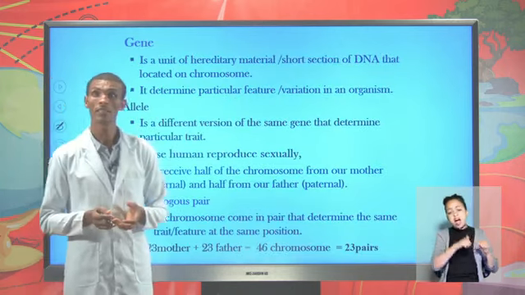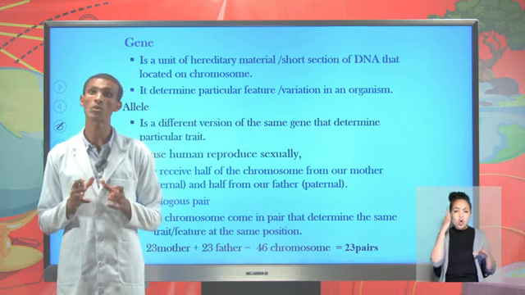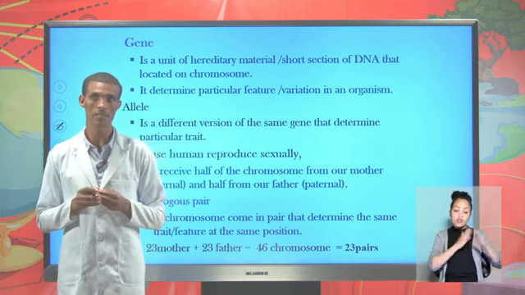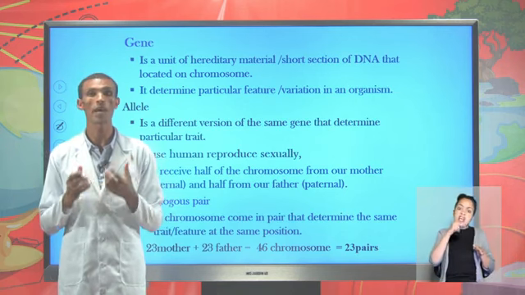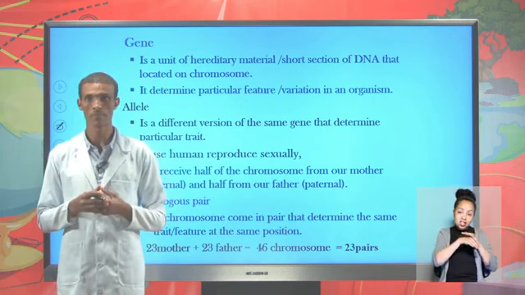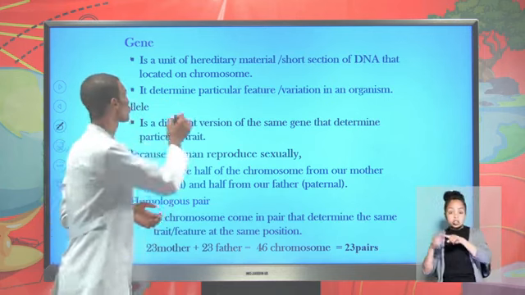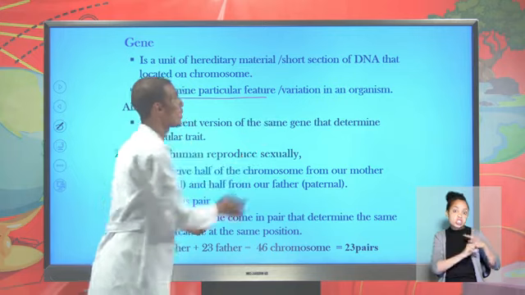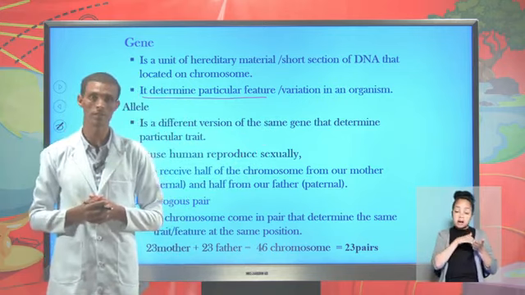Gene is another term, which is considered a unit of hereditary material, or a short section of DNA that is located on a chromosome. One individual shows a variation from another because of genes. The one that can determine a variation among organisms, we call a gene.